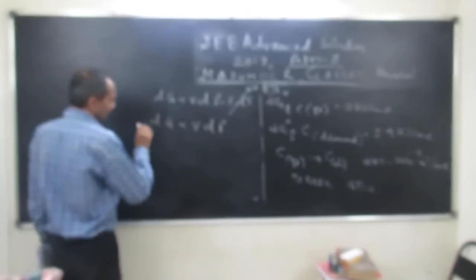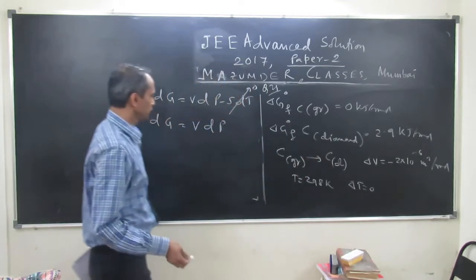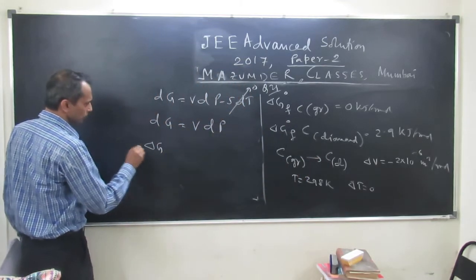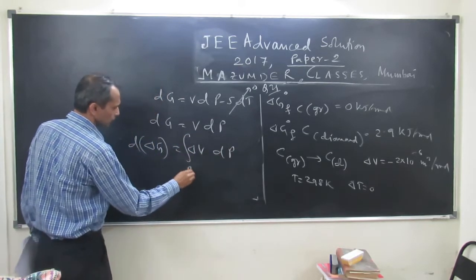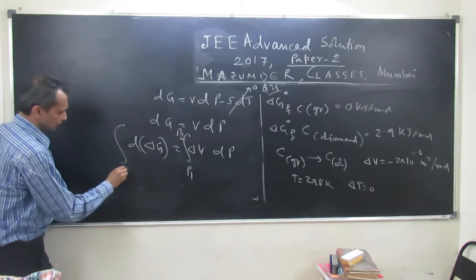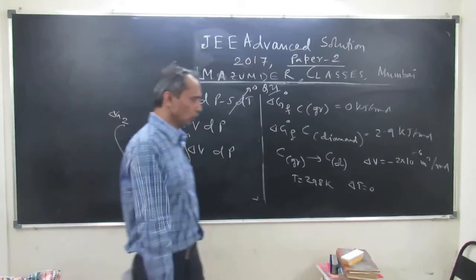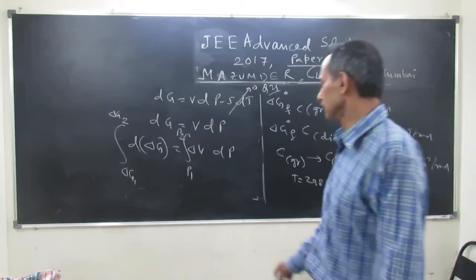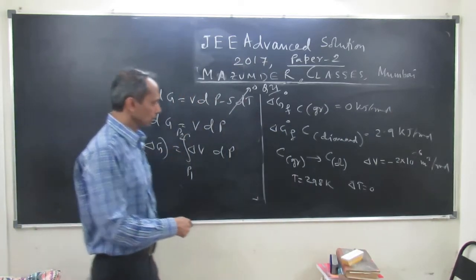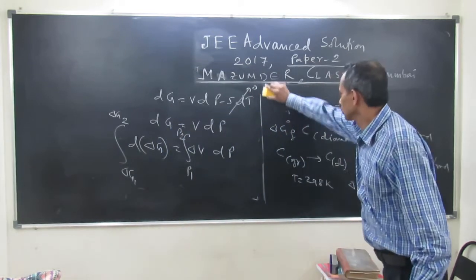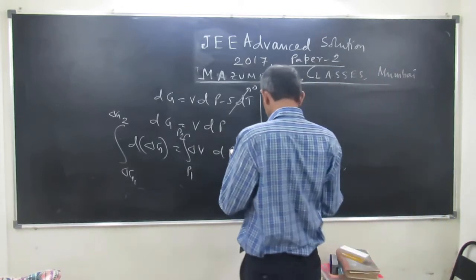Now, there is a change happening from graphite to diamond. So I can write delta G for this change as delta V into dP, let's say from P1 to P2, and delta G1 to delta G2. At P1 the free energy for this reaction is delta G1, and at P2 the free energy for the reaction is delta G2.